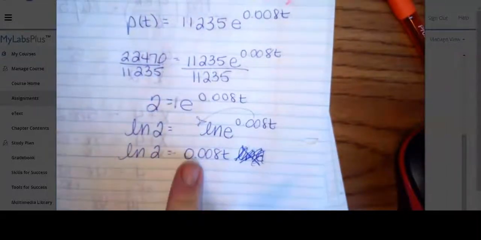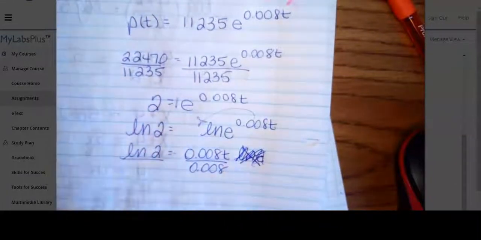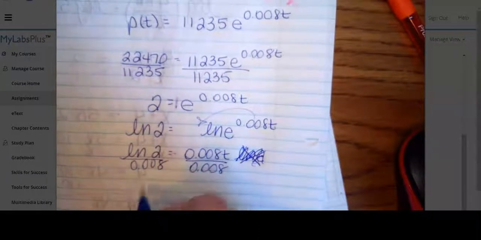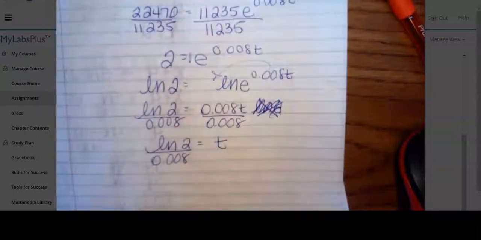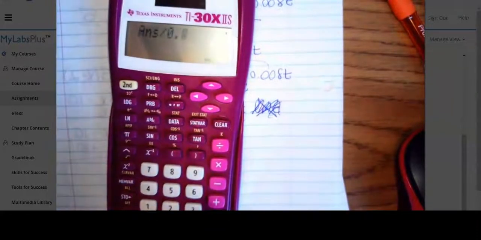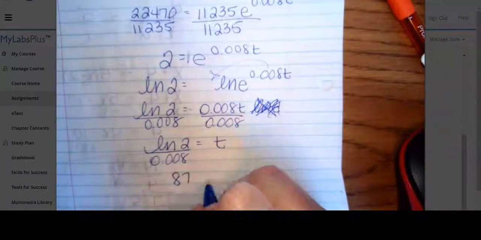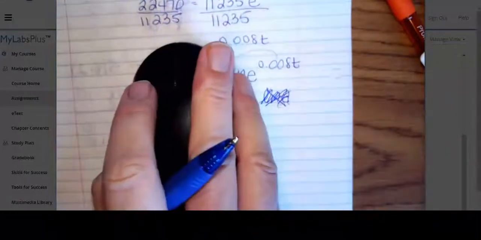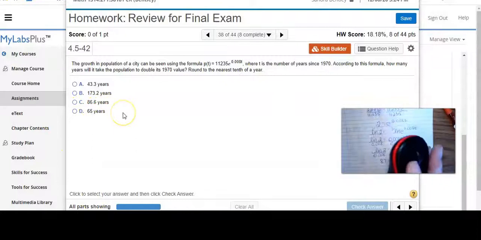Okay, so now what I have is 0.008 times t, so I'm going to divide both sides by 0.008. And I'm going to get the natural log of 2 over 0.008 will equal t. So I've got the natural log of 2, and then I'm going to divide that by 0.008, and I get 86.64. I'm supposed to round to the nearest year, so 87 years. So in 87 years, the population will double. Oh, look, there it is. I'm supposed to round to the nearest tenth, so it's 86.6.